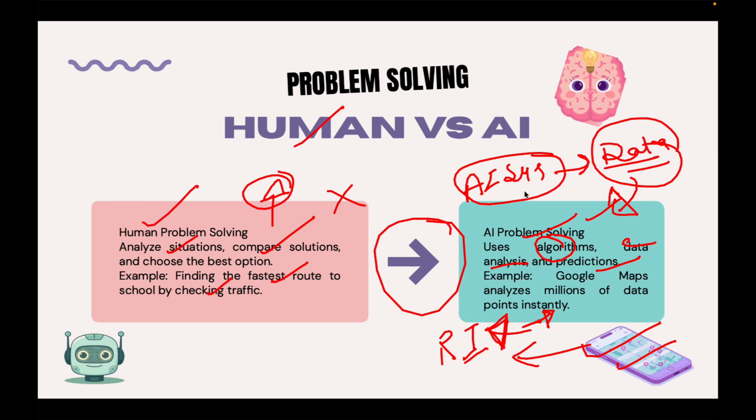But an AI system can do that because an AI system has no fatigue. There are no emotions, no tiredness. So an AI system can analyze millions of data points on the basis of algorithms and data analysis. This is how an AI system thinks, or you can say solves a problem.